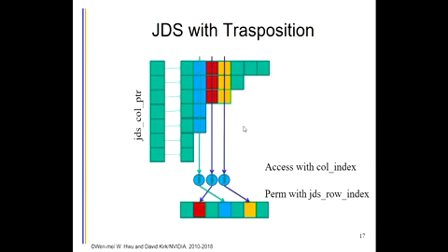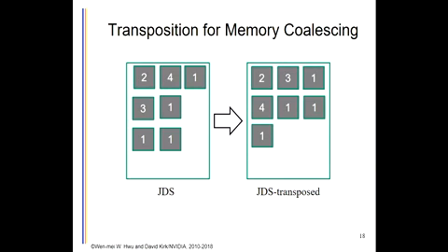Okay, so this is going to be reflected in the code. And then they're still going to be using the column index to access the vector, and they're still going to be using the permutation row index to write into the final element. So let's take a look at the transposition. The transposition intuitively is very simple. The original rows become the new columns, right?